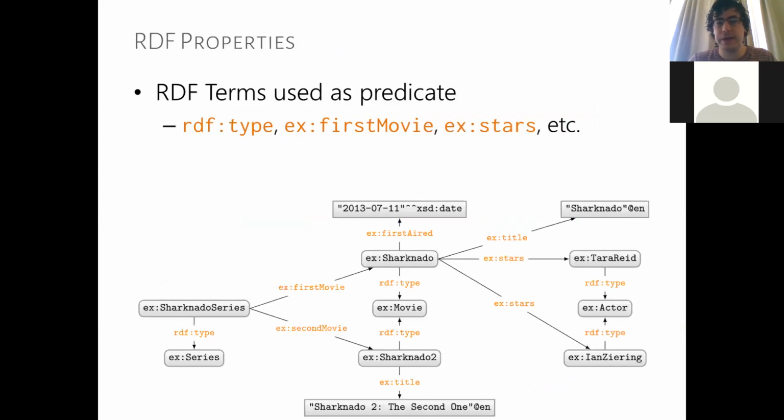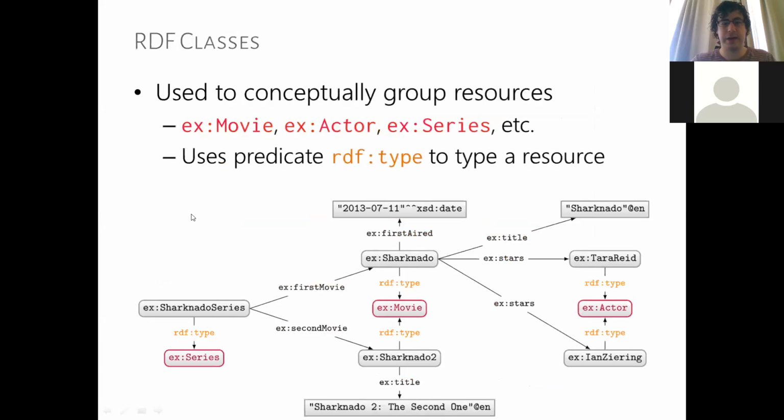Within RDF, we have two types of terms that are of importance. We have properties that are used as the labels of the edges to denote the type of relation between the two resources. And we have classes, which are used to conceptually group resources. For example, we have movie, actor, series, and we can associate instances with those classes. For example, to say that Sharknado is a movie, Sharknado 2 is a movie, and so forth.